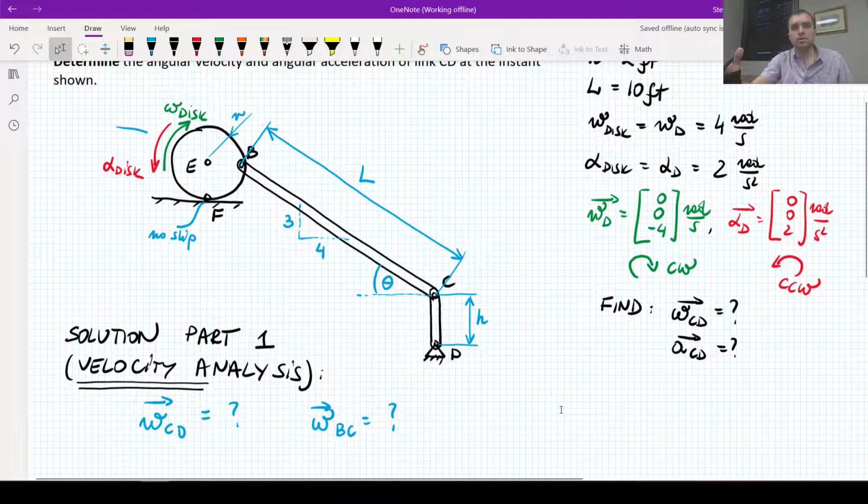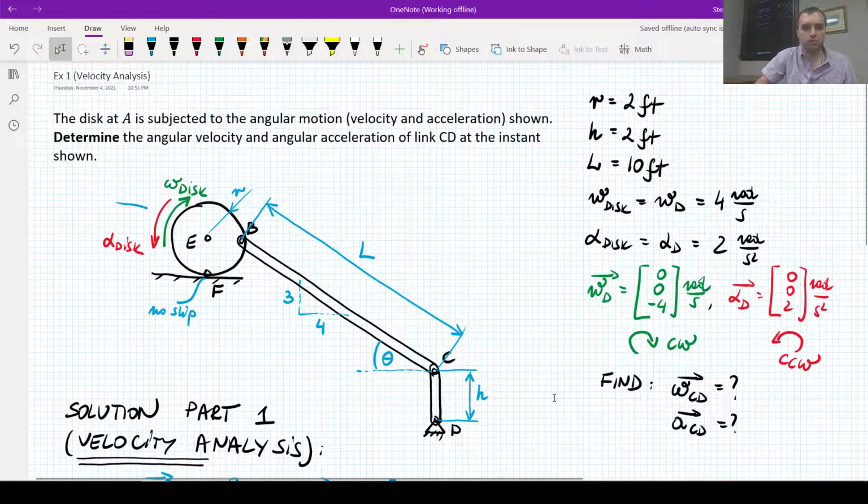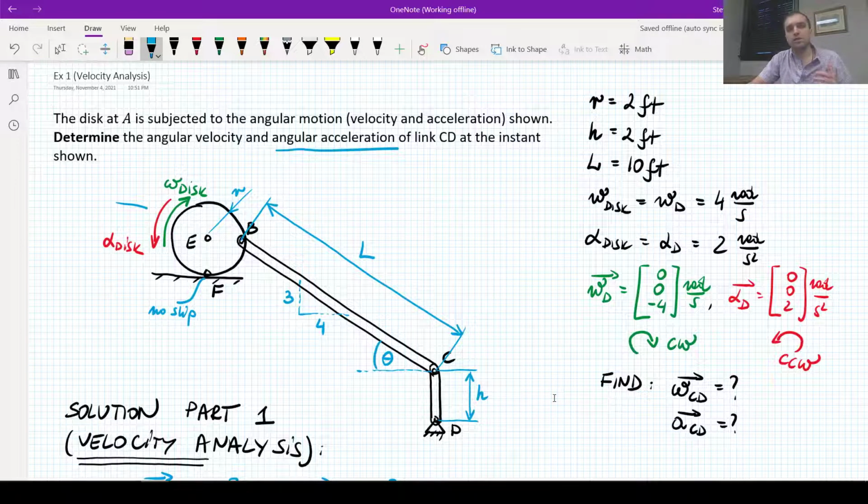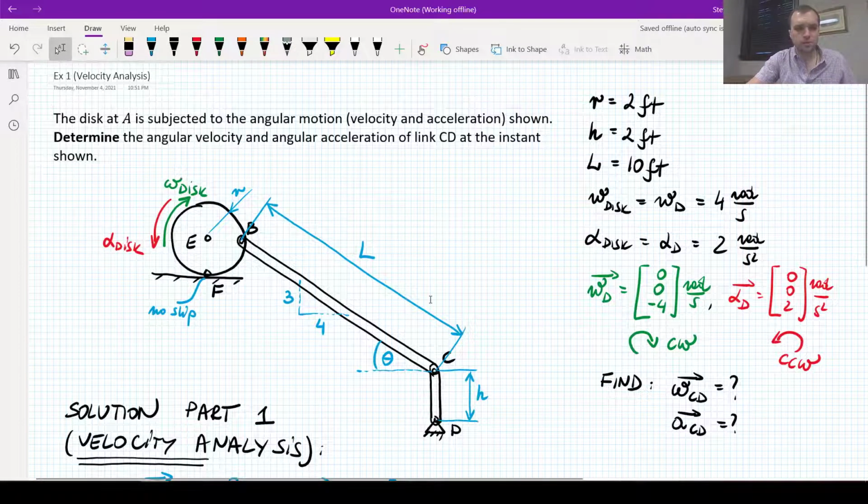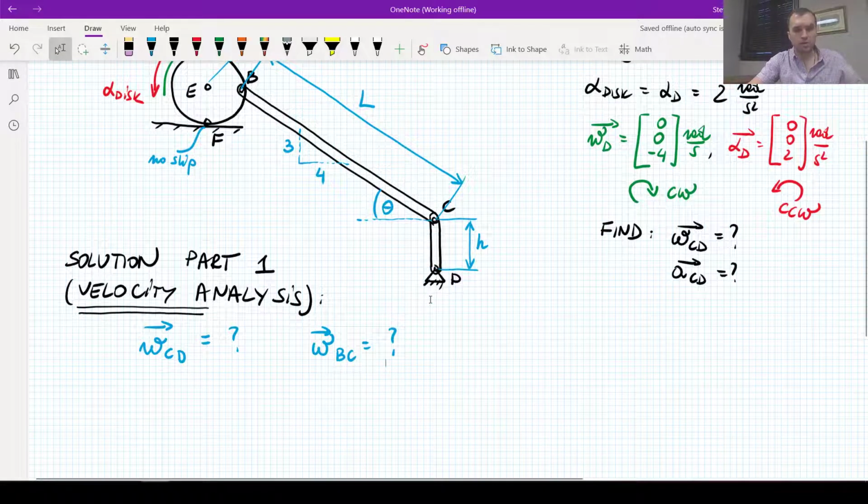Velocity analysis must usually be run before the acceleration analysis. So just please keep it in mind. Even if we ask you to find angular acceleration, that doesn't mean that you should go right away for acceleration analysis. Usually you should run velocity analysis. You should write velocity analysis first. Okay, without further ado, let's run our velocity analysis for this mechanism.